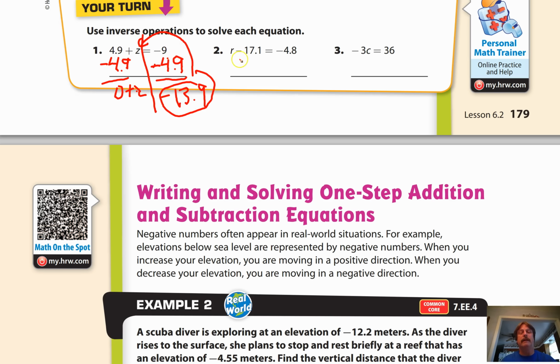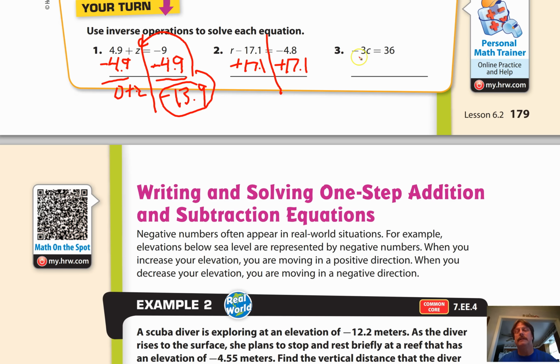Same thing over here, except this is a subtraction instead of an addition. So the opposite of a negative 17.1 is I want to add 17.1. What I do on one side, I have to do on the other. Add 17.1 over here. Remember to line everything up. It's kind of difficult with my pen being able to do this, but make sure you have this all lined up and do the math, and that's what R would equal.